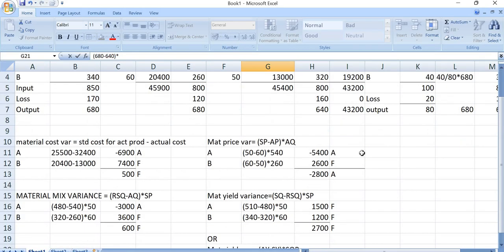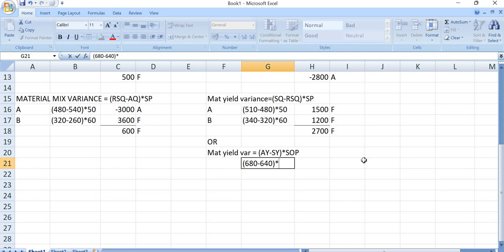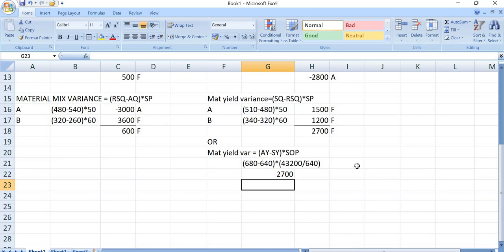43,200 is for total, right? So I need it here per unit. So 43,200 divided by 640. So I will be getting 2,700. So in either formula, any of the formulas, you will be getting the same answer. So you can use either this or this, and it's up to you, whichever is comfortable for you.